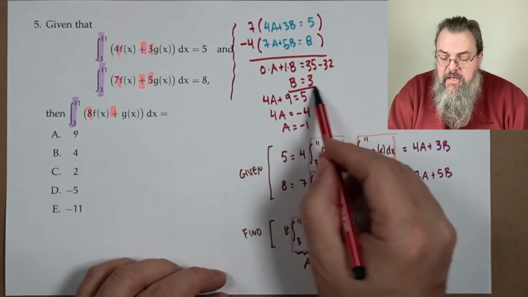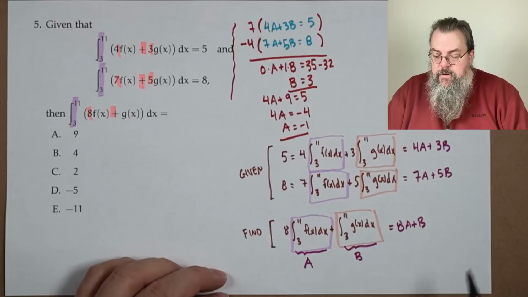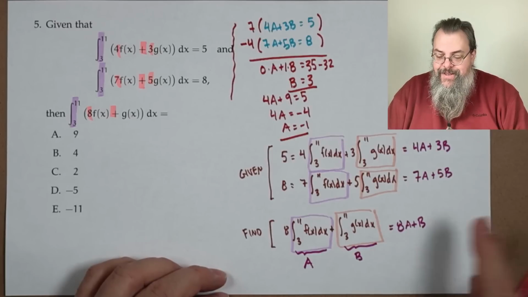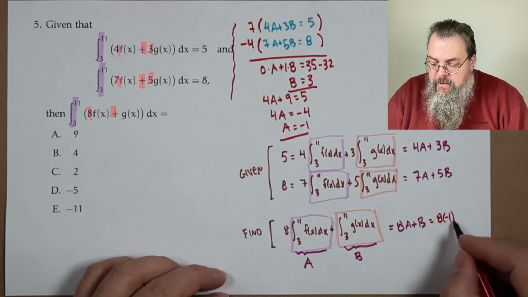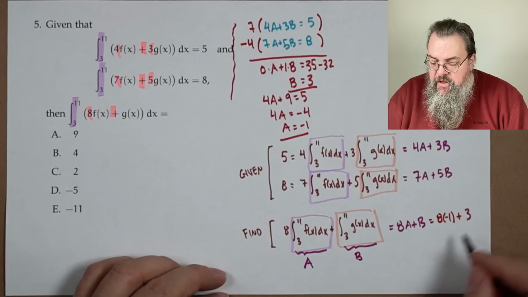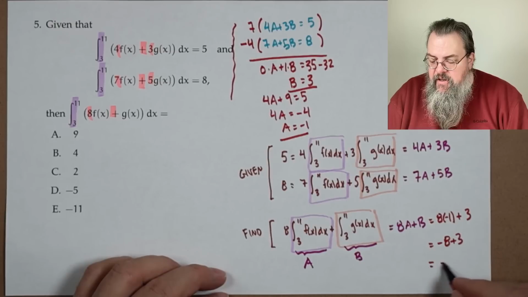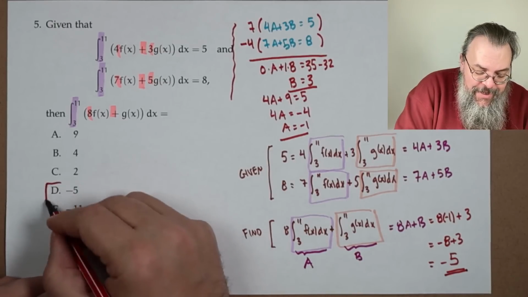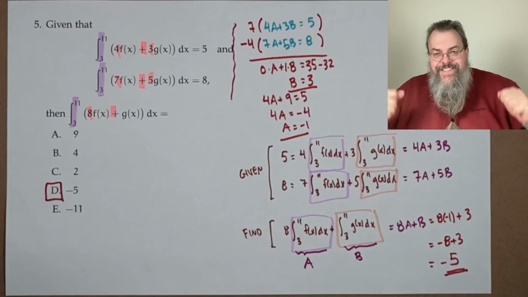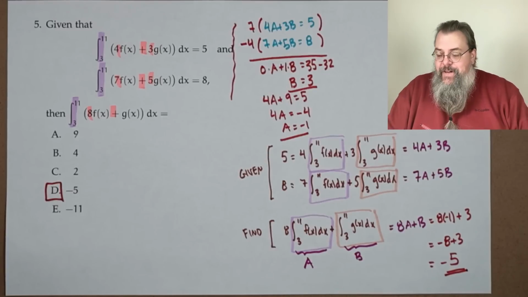So now we know B and A. And what were we after? 8A plus B. So we want 8 times negative 1 plus 3. Well, that's negative 8 plus 3, also known as negative 5. Aha! We found it! Woohoo! Yes! All right, so we have our answer.